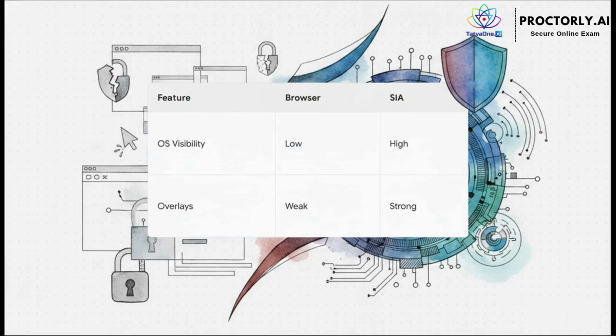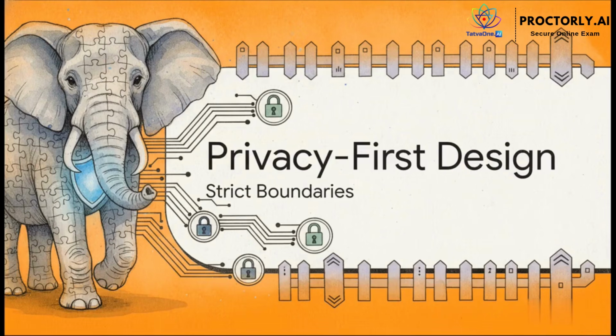When we compare the options side by side, conventional approaches like browser-based proctoring or traditional lockdown browsers offer very limited, weak, or partial protection against things like overlays and remote desktops. But by operating with high OS-level visibility, Proctorly Plus SIA offers strong, advanced behavioral detection across the board. It gives institutions that absolutely crucial visibility beyond the browser. Let's look at Section 4.